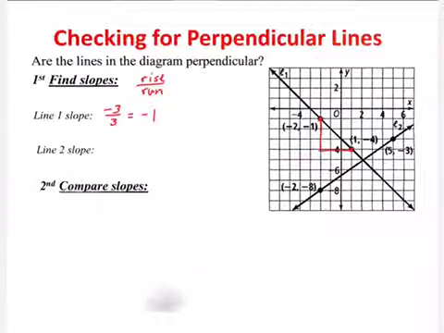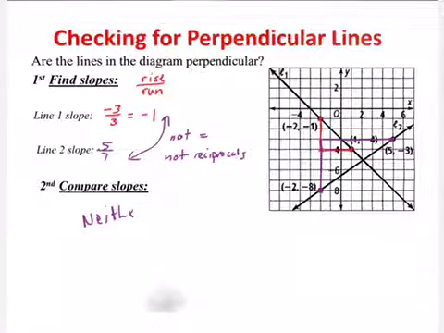This is line 2, so I want to go from this point to this point. For that, I'm going to go up 5, and then right 7. So that's 5 over 7. Notice that these are not equal, and they're not reciprocals. So this is actually neither. This is not parallel or perpendicular.